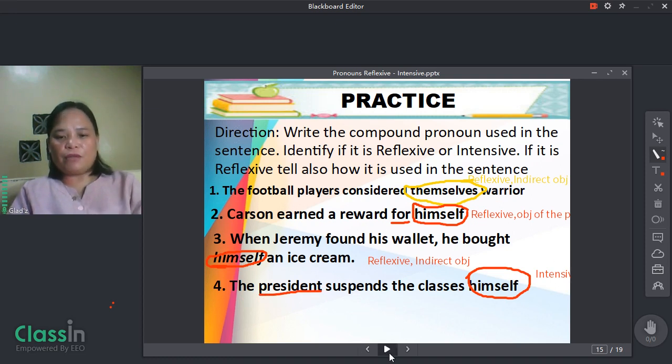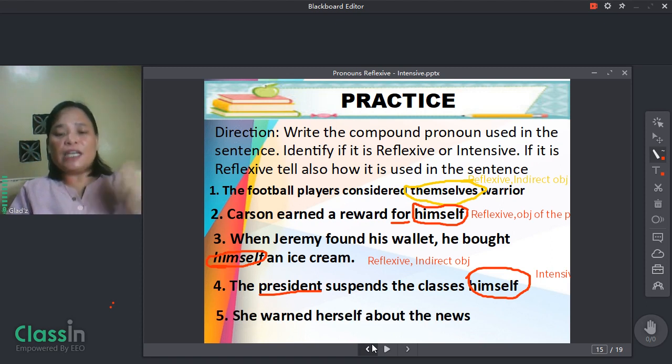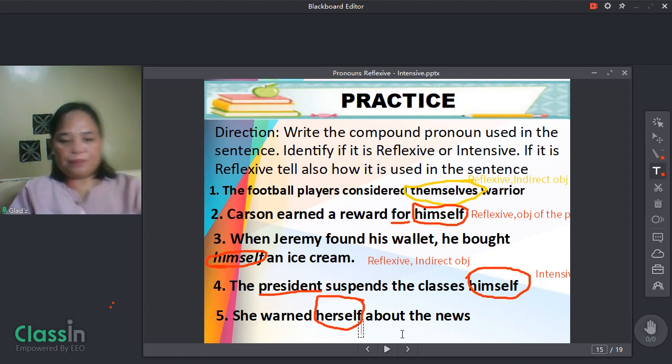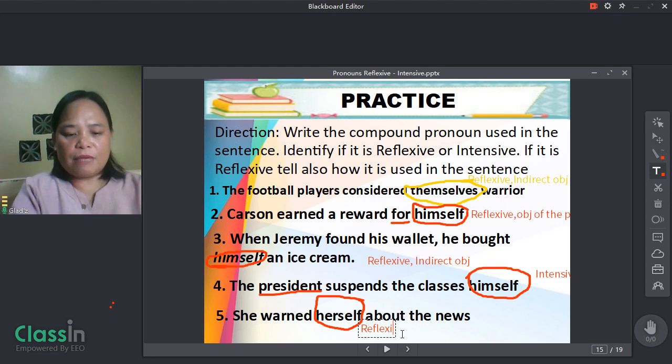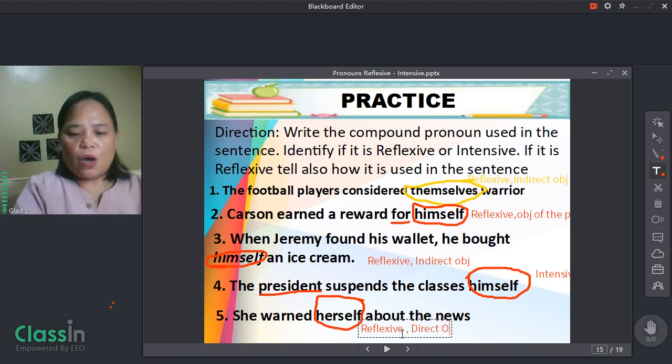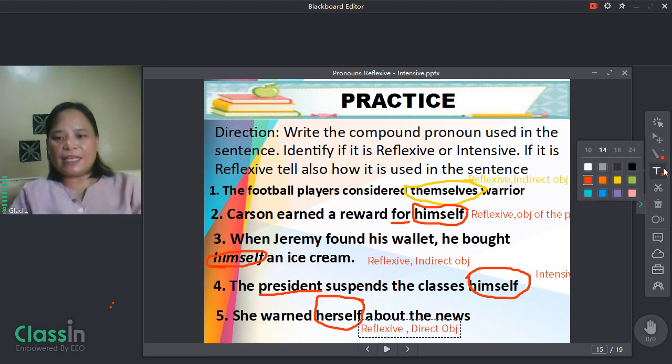How about number five? She warned herself about the news. The compound pronoun here is herself. What kind of compound pronoun is this? It is a reflexive pronoun, and it is used as direct object. Okay, why is it a direct object?